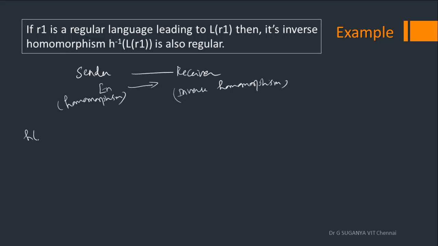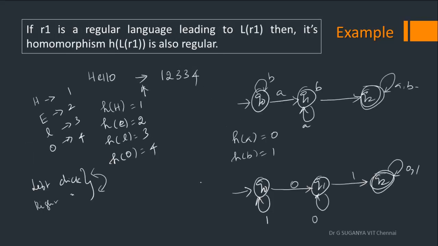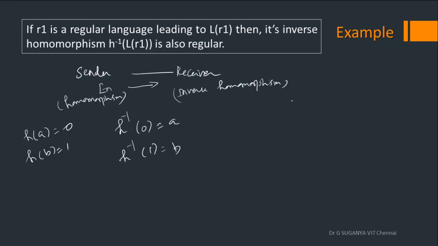Suppose h(A) = 0, h(B) = 1. The inverse homomorphism of 0 will be equal to A, and the inverse homomorphism of 1 will be equal to B. So again, for the same picture which we had previously, if we revert back, we get the original DFA. And hence we are able to arrive at a DFA, and hence we say the inverse homomorphism operation is also closed under regular languages.